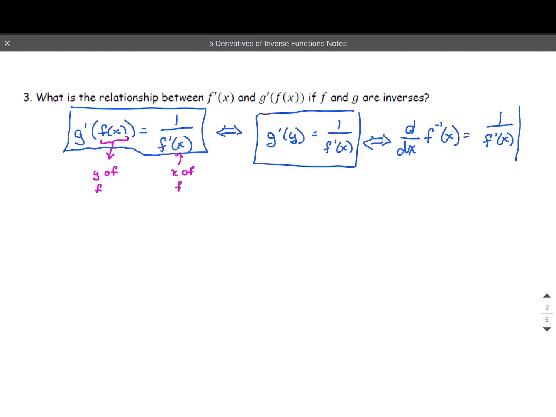But again, notice there's two x's in here. But when you have an inverse, an x of the inverse is a y of the original function f. That's really important to be aware that these x's are not the same number, okay? Real important.